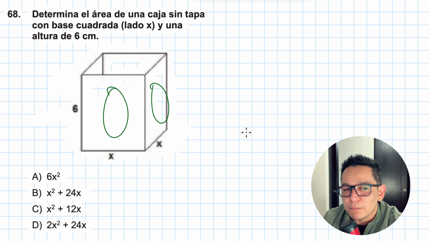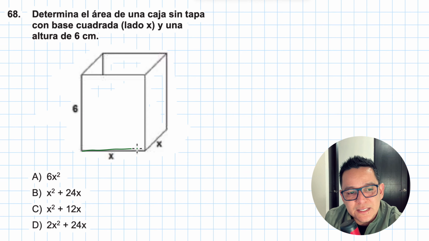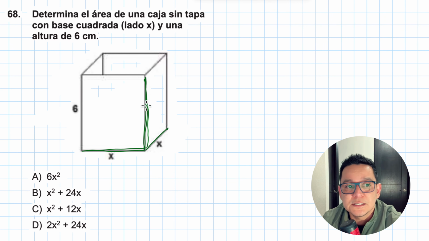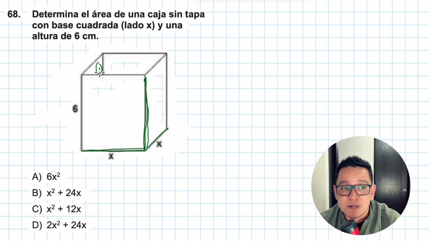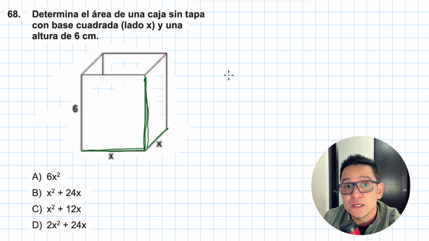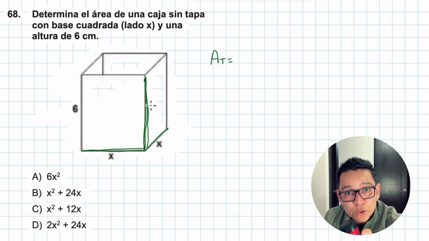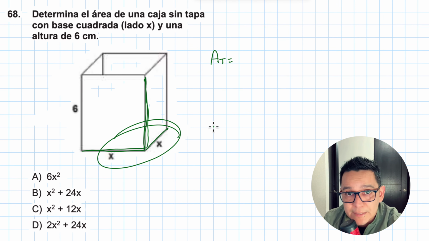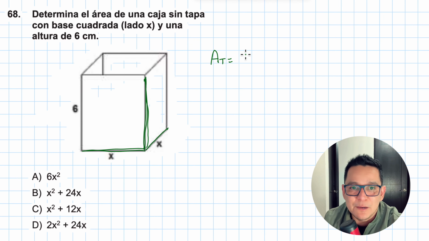Also, you'll agree with me that the area of the face that's right here in front, the one I'm pointing to here, is exactly the same as the area of the other side faces, right? Why is that? Well, because all of them have x as the base and 6 as the height. Look, this one also has x as the base and 6 as the height. The same thing happens with the one back here and the one on the left. Therefore, if I want to find the total area, I would have to add them up. 4 times the front face area, plus the area of the bottom face. We agree on that. Perfect. So let's go ahead and calculate it.